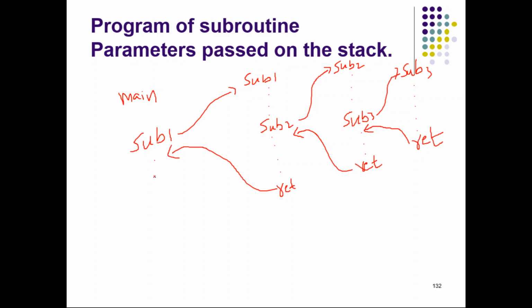So the main program, let us assume it ends with an end statement or whatever it may be. So here each subroutine, say for example the main program is calling subroutine 1.